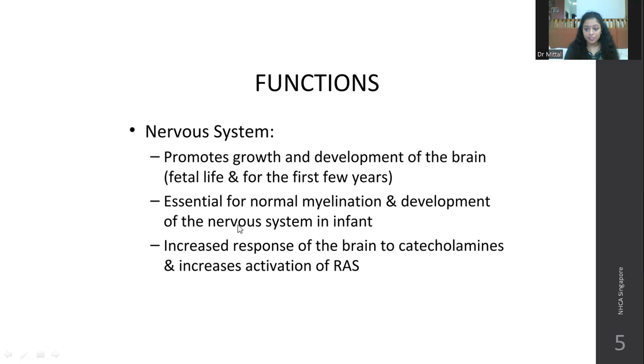This is not from the textbook. As I'm repeating again, this entire thyroid class is not from the textbook.